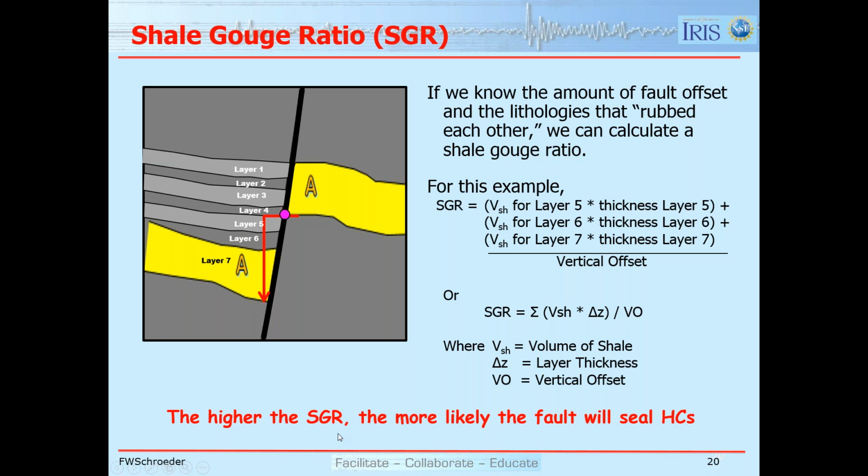Various companies have done this type of analysis with known fields, with known leak points, either spill points or cross-fault leaks. And so different companies have different numbers, but there is some threshold number that a company would use. If the shale gouge ratio is greater than 0.6, then they would consider the fault to be most likely sealing.